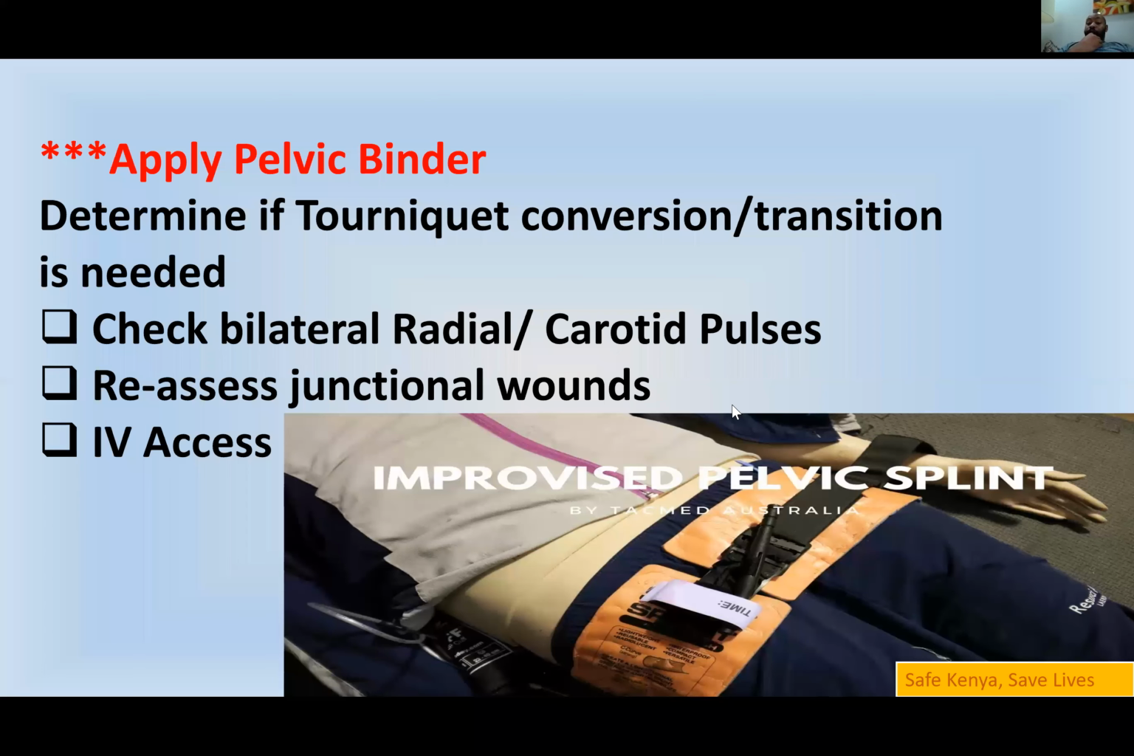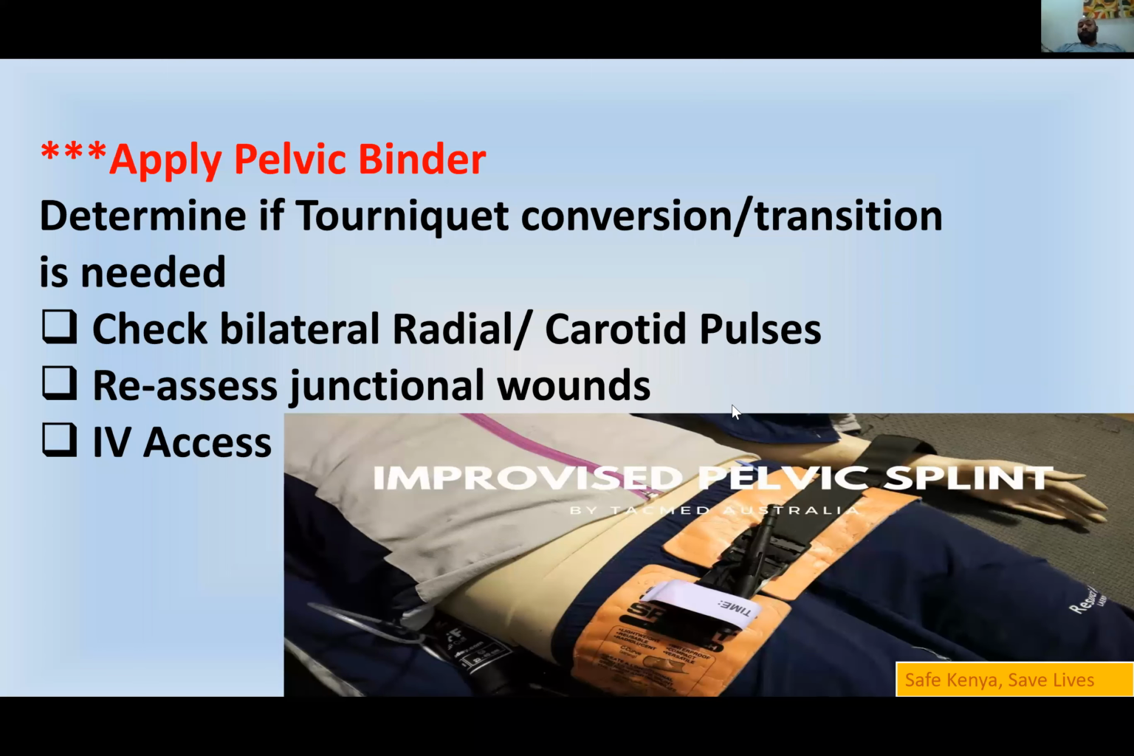When you do that, you want to check your pulses, radial and carotid pulses. If they have lower limbs, you want to check your pedal pulses, make sure that those are there. You want to look for your junctional wounds. For anyone who doesn't know what junctional wounds are, we go by the NAG system. Your junctional wounds will be your neck area, armpits, and groin. It's those deep wounds that you can't access with the tourniquets.